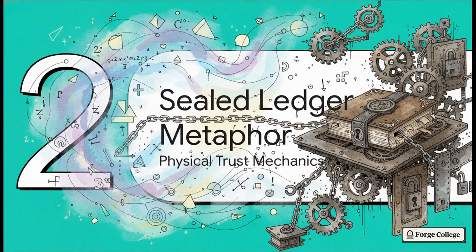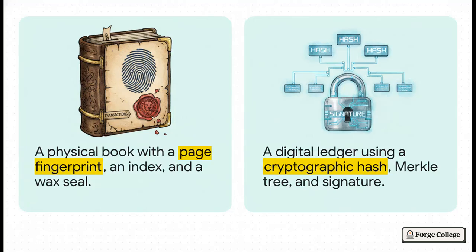Moving on to Section 2, the sealed ledger metaphor. This is where we explore the physical mechanics of trust. The easiest way to wrap your head around complex cryptography is to picture a physical object. So imagine a physical book, a sequence of sealed ledger pages. To stop someone from tampering with a page in that book, you really need three things. You need a unique fingerprint for the page itself, an index of fingerprints for every single entry, and a heavy, tamper-proof wax seal stamped right on it by the author.